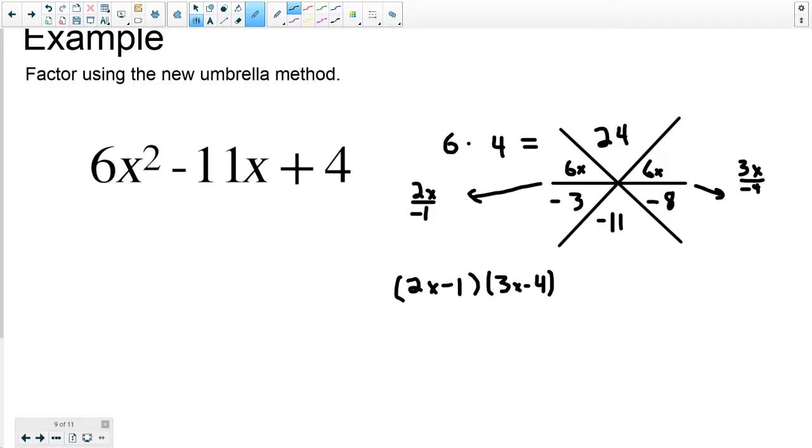But just double checking: 2x times 3x is 6x squared. Negative 1 times negative 3x is negative 3x squared. 2x times negative 4 is negative 8x squared. So the negative 3x and the negative 8x combine to be negative 11x. And negative 1 times negative 4 is positive 4. So we did it. We found the right factors.